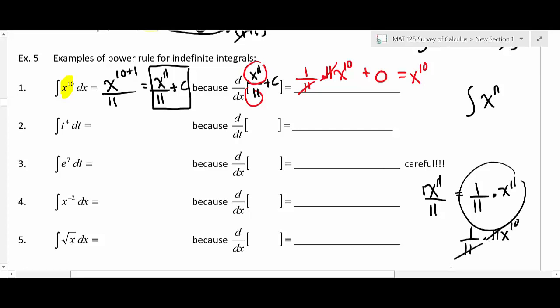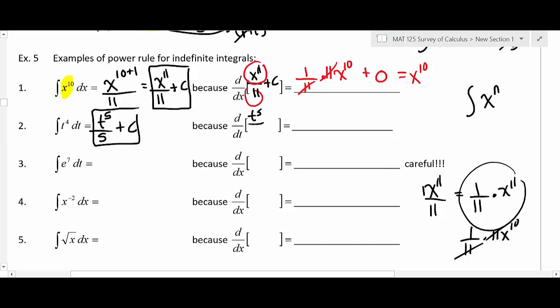Okay, what's the next one in your head? t to the power 5. t to the 5th over 5. Good. So you can do this in your head. Add 1 to the exponent, divide by the result. There's your answer. Make sure it's right.